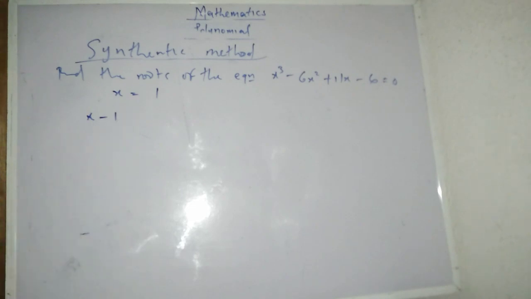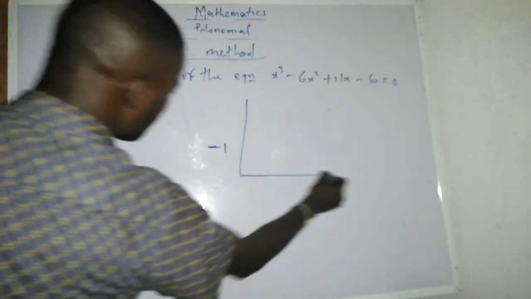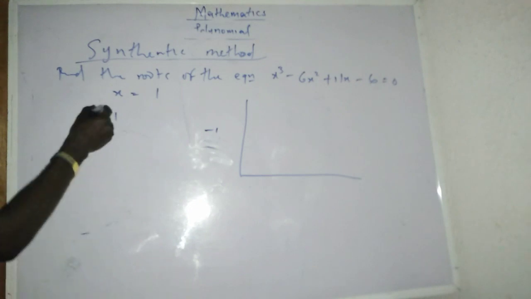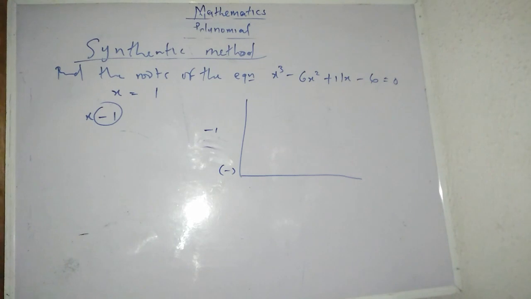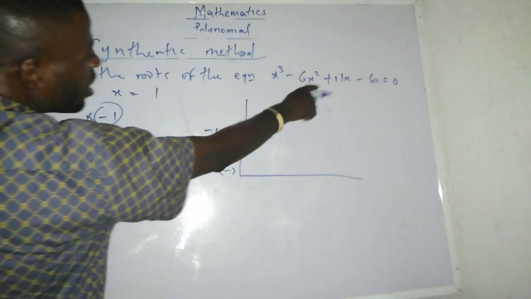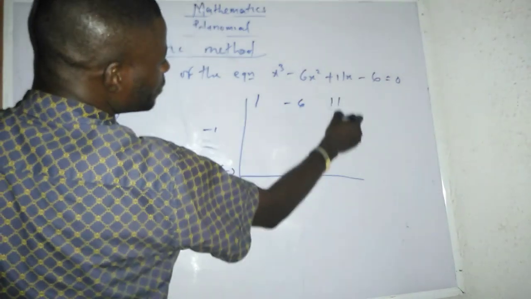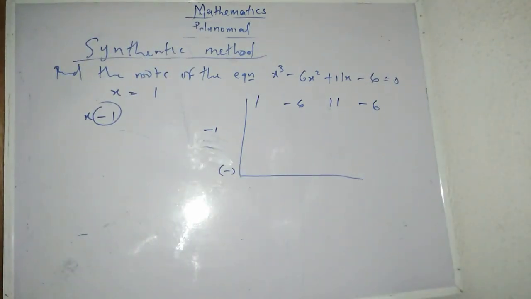Now, that my x minus 1, how do I use it? I want to use the synthetic method. What I will just do now is put 1 here and drop my bar here. Now, I will have the coefficients of x here, which is 1, minus 6, 11, and minus 6. That is very important.